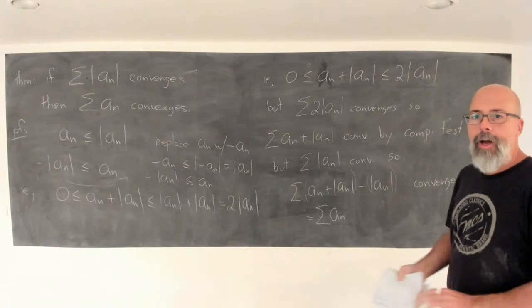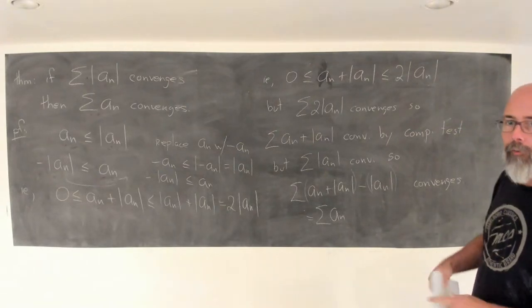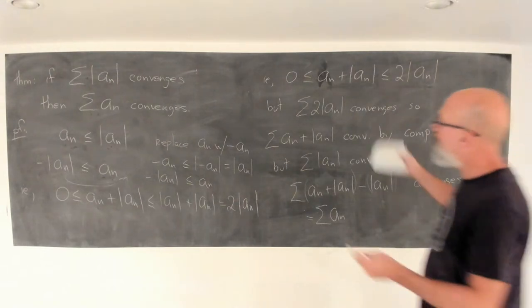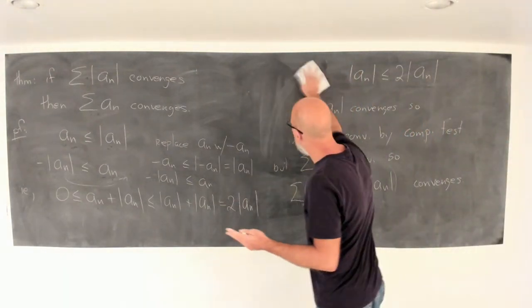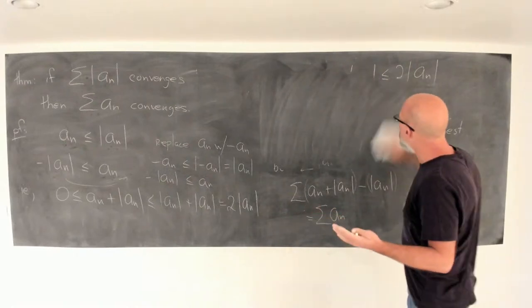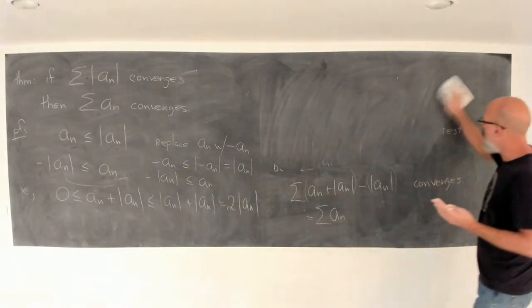When we add or subtract two convergent series, the result will converge for sure. Absolutely, right? Because you know that to be true for sequences. And a series is really just a sequence of partial sums.